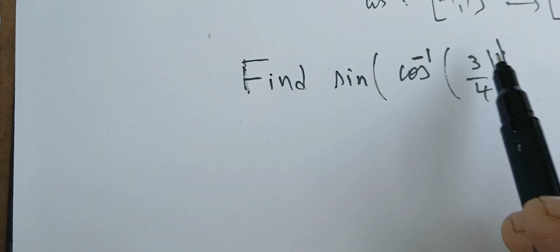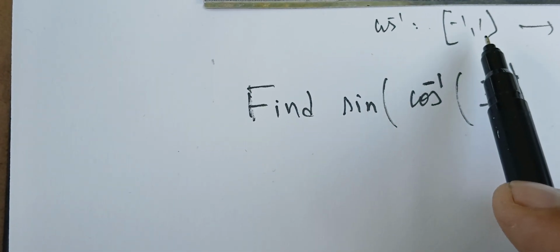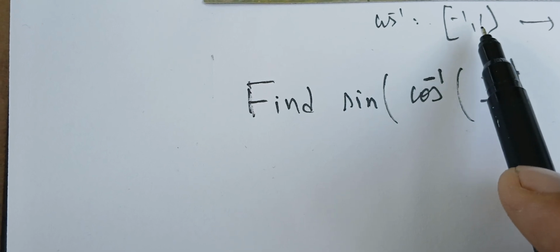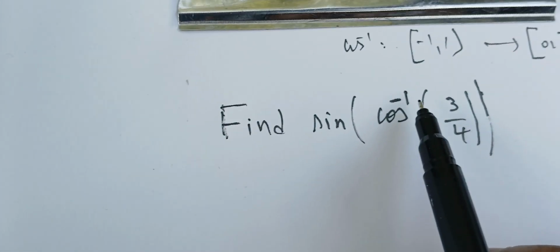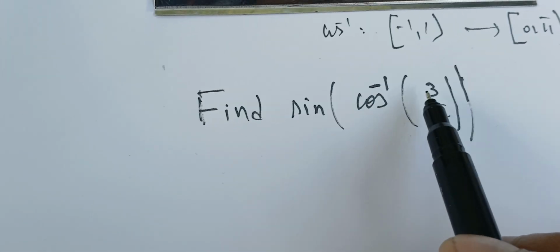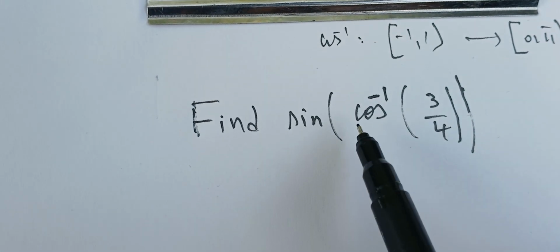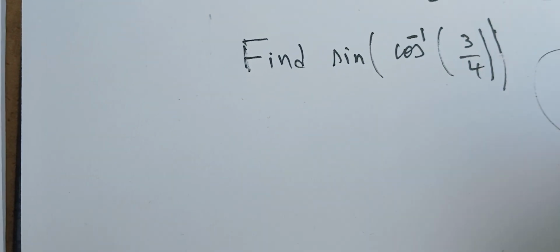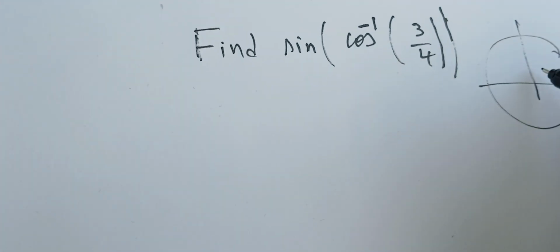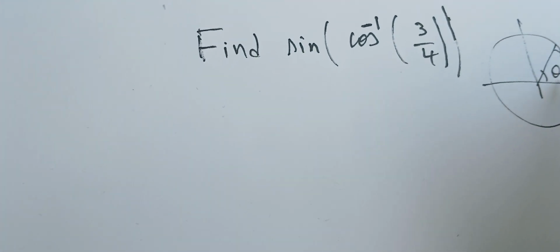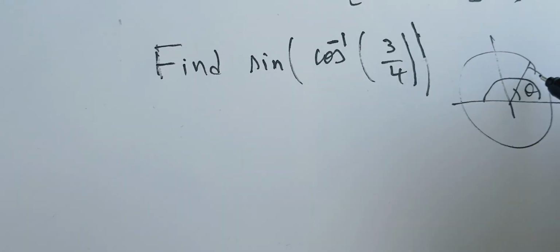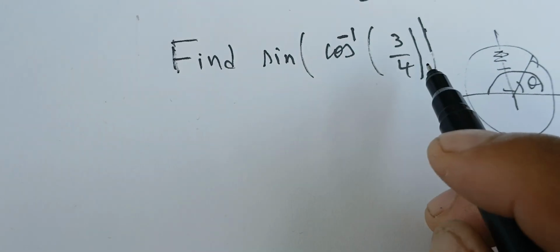Here, 3 over 4 is in this interval, [-1, 1]. And therefore, the cosine inverse of 3 over 4 is going to be between 0 and pi. And we know that when theta is between 0 and pi, the sine is always positive.